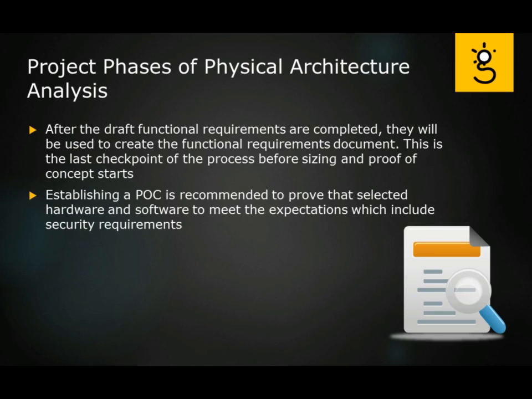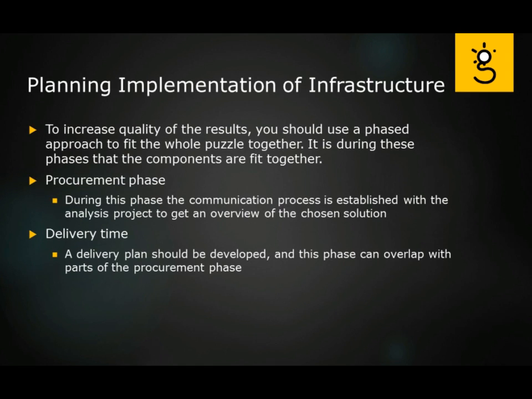Now, from that point, we've got the draft functional requirements. And we're going to use that to create the functional requirements document. And that's kind of the last checkpoint of the process before you begin to size and do a proof of concept. Now, a proof of concept is a recommendation that you want to prove the selected hardware and software that you've chosen is going to meet the expectations, including your security requirements. To increase the quality of the results, you should use a phased approach to fit the whole puzzle together. And it's during these phases that the components are going to be fit together.